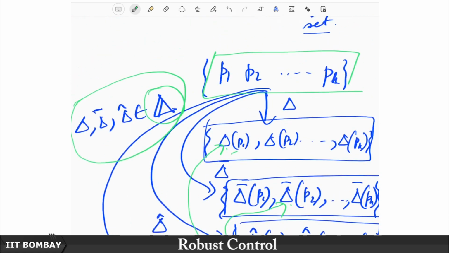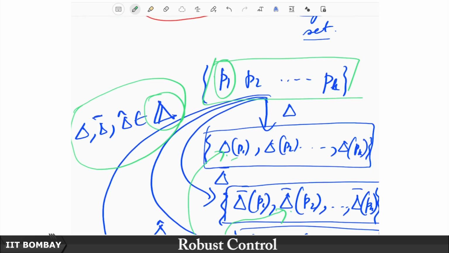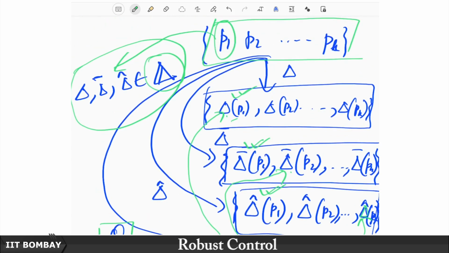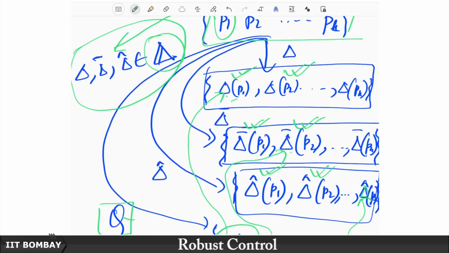But if you hit P1 with all possible members in this set big delta, you could have gotten delta P1, you could have gotten delta bar P1, you could have gotten delta hat P1, right. Similarly, when you hit P2 with every element in this set big delta, you could have gotten this delta P2, you could have gotten delta bar P2, you could have gotten delta hat P2. So, this set big delta gives you many more options.